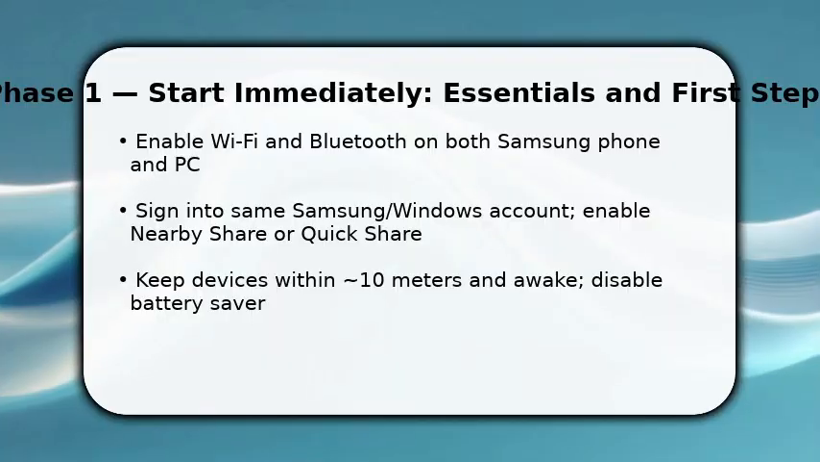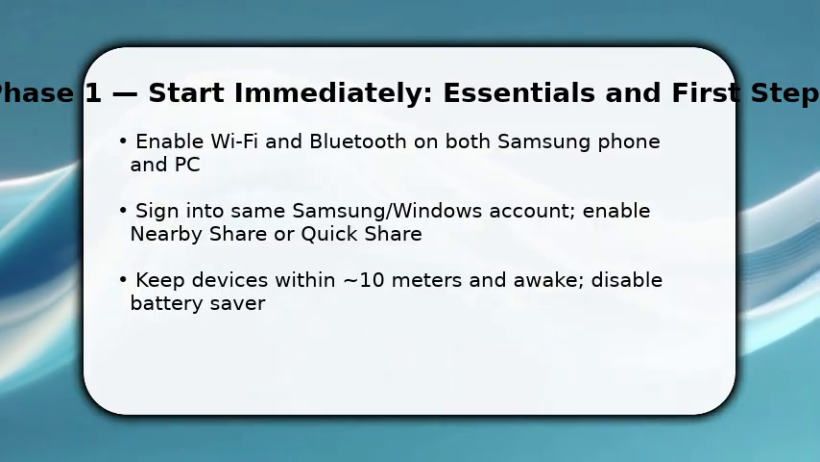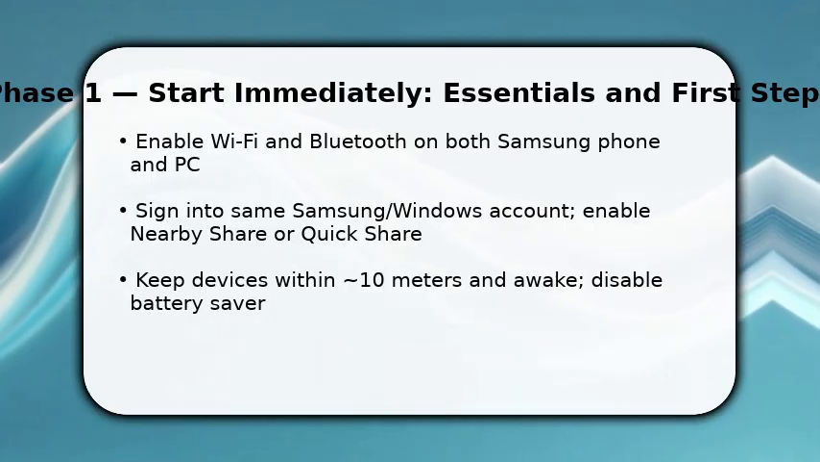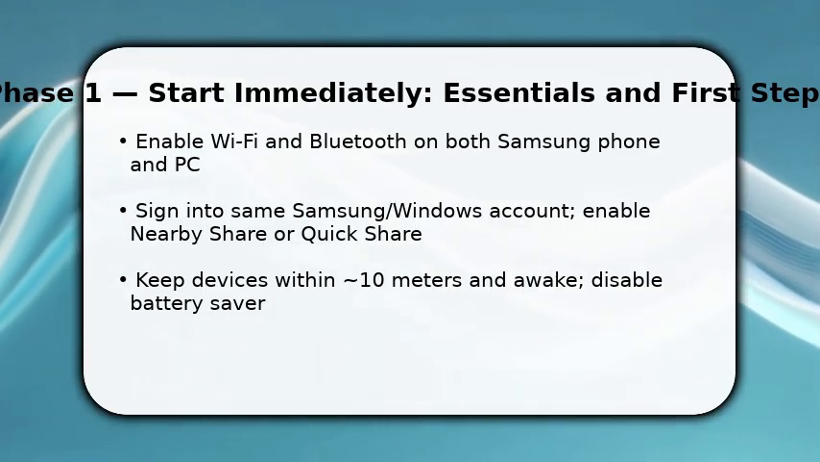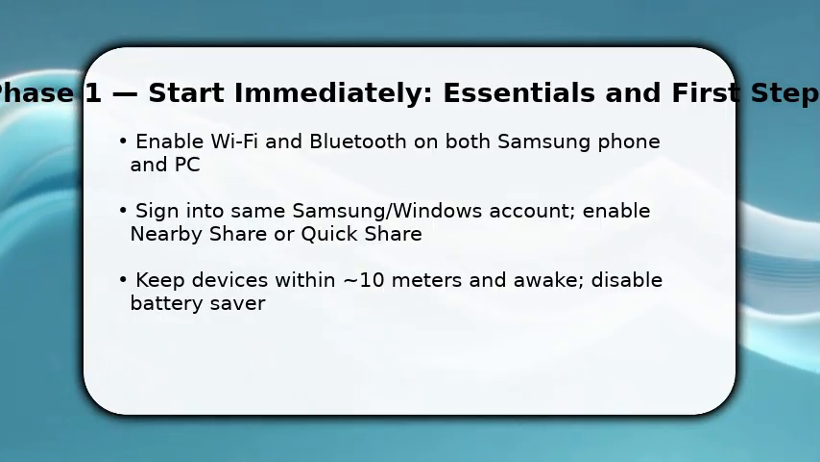Enjoy the video. You start by getting both devices ready. Enable Wi-Fi and Bluetooth, and sign into the same Samsung account on the phone and the PC, because QuickShare relies on your identity and network. Once done, make sure both devices are discoverable and awake. Disable Battery Saver if active.